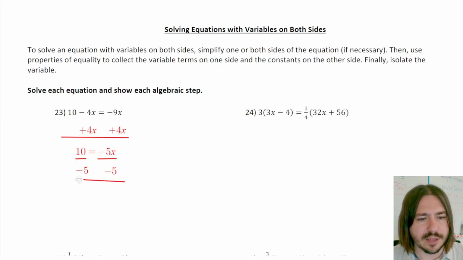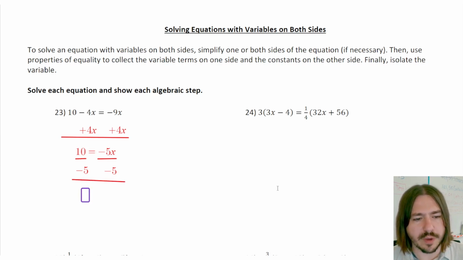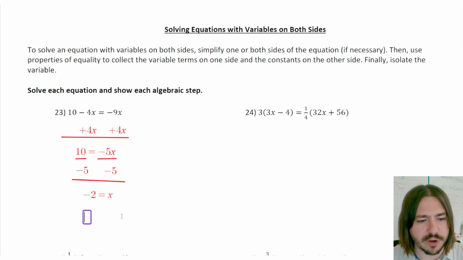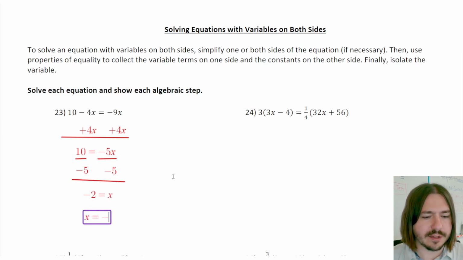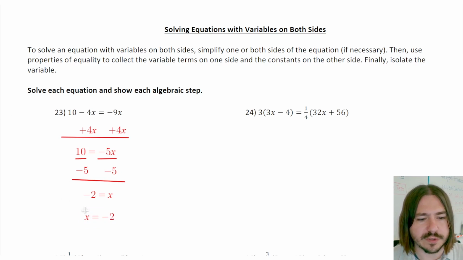And then that's pretty much it. The only other thing I'm going to do here is rearrange the equation. I do get negative 2 equals x, and I'm just going to rearrange this to put the x on the left-hand side, and so I get x equals negative 2.